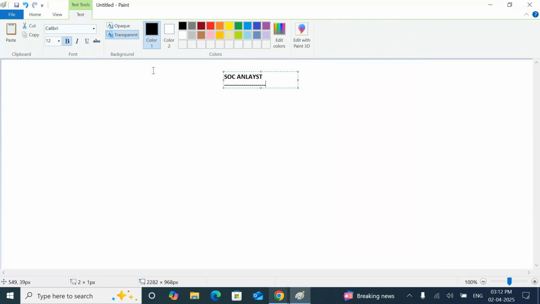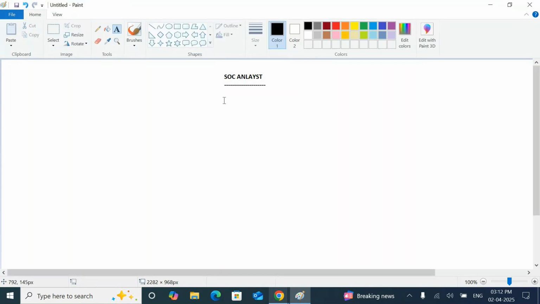Before discussing these things, first I need to introduce myself. I am Ravi Kumar. I have over 10 years of IT experience. In that, for the last 5 to 6 years I have worked with Splunk, a SIEM tool, and for the last 3.5 to 4 years I have had a senior SOC analyst role in cybersecurity.